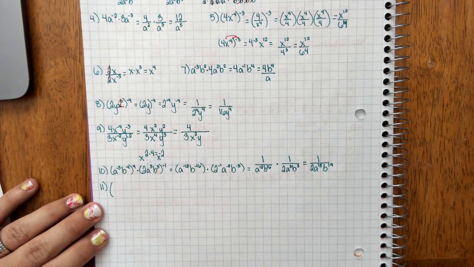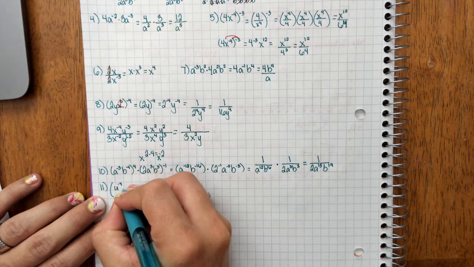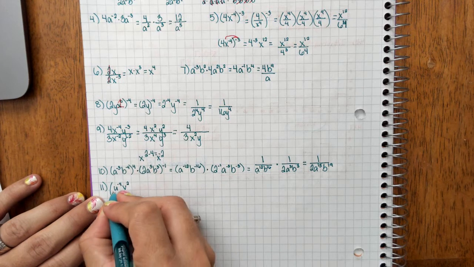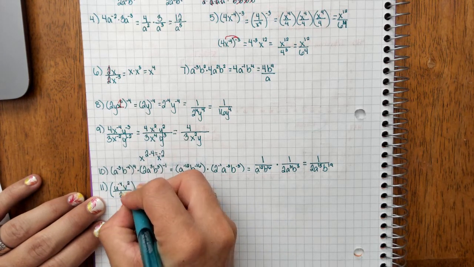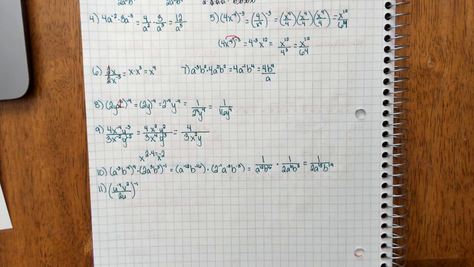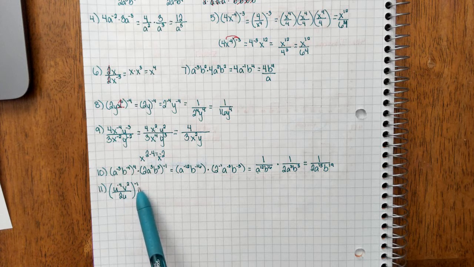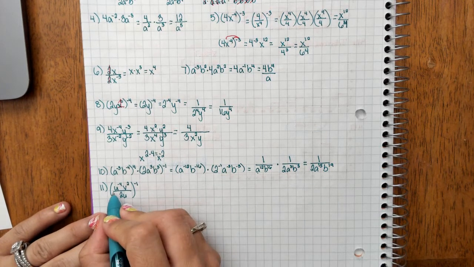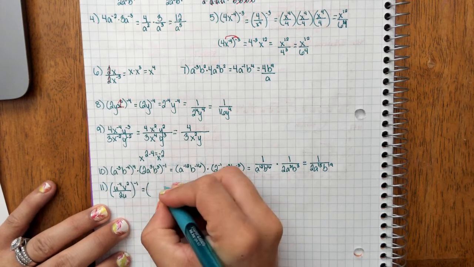And here we're going to start with a few fractions. So 11 is u to the negative 4th v squared, all divided by 2u. And then this whole thing is to the negative 1 power. So again, you have options. You can distribute the negative 1 and then simplify, or you can simplify inside your parentheses and then worry about the exponent outside. I'm going to simplify inside my parentheses first on this problem.